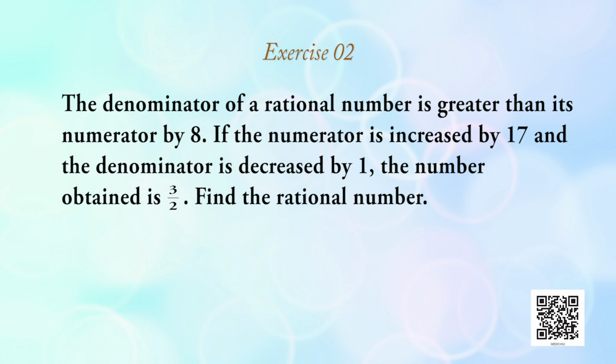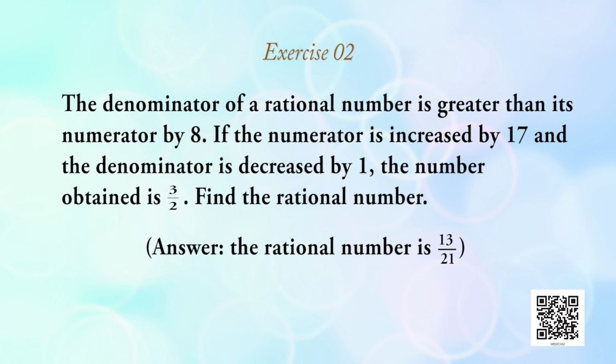Second problem. The denominator of a rational number is greater than its numerator by 8. If the numerator is increased by 17 and the denominator is decreased by 1, the number obtained is 3/2. Find the rational number. It looks difficult, but you can do it by applying the above method. For your reference, the answer is, the required rational number is 13/21.